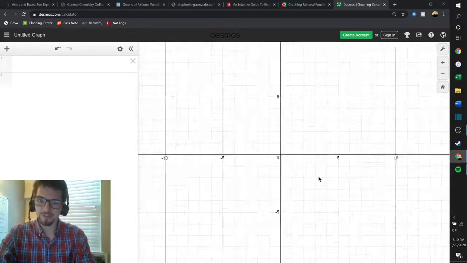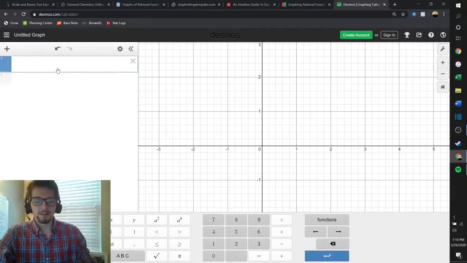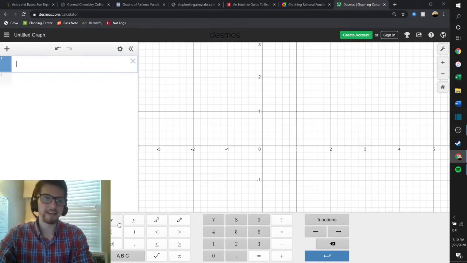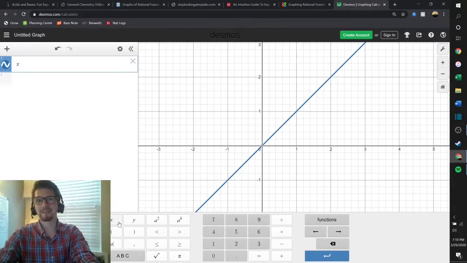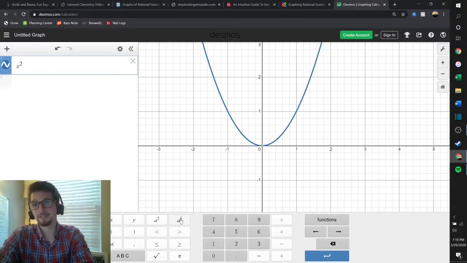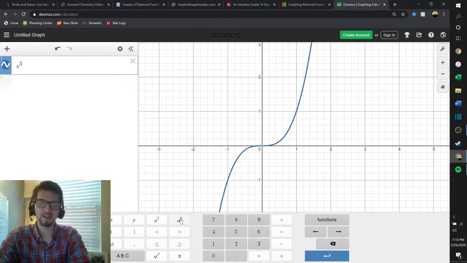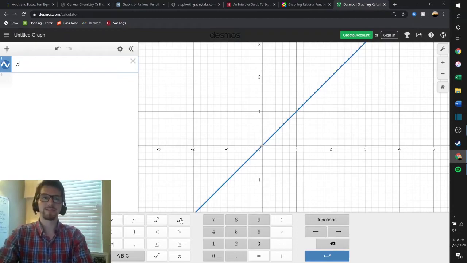I lost my mouse there. I'm using a dual monitor setup. So watch this. If I just type in x, there's a whole hotbar down here. If I just type in x, that gives me a line, right? Because the graph of x is a line. What if I do x squared? Parabola, because x squared is a parabola. X cubed, there's a squiggle squaggle, and as you guys can see, basically this lets you graph stuff.